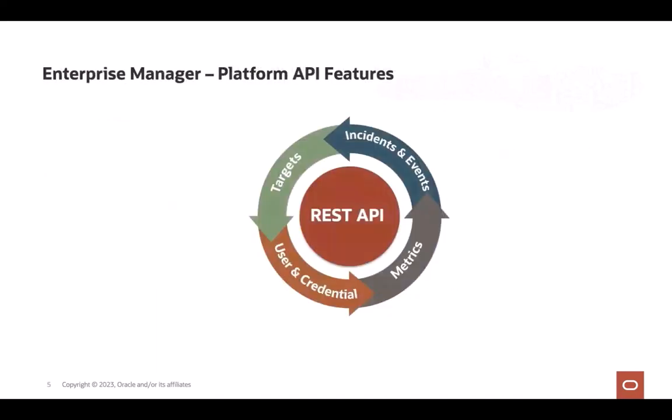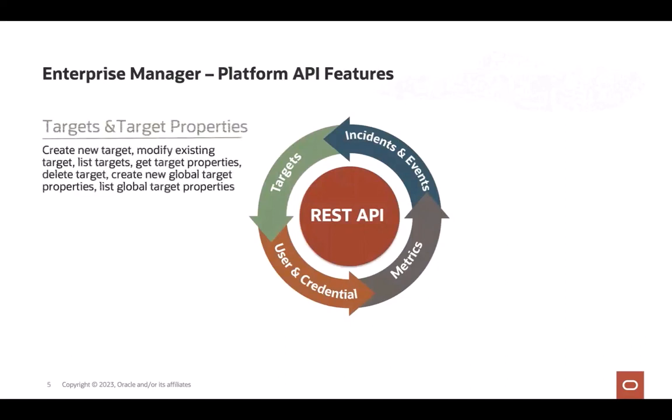The integration of REST API in Enterprise Manager provides a powerful solution to manage targets, incidents, retrieve metrics, and perform user credential management tasks. REST API offers a flexible and scalable way to automate many manual processes in Enterprise Manager. Enterprise Manager Platform REST APIs are grouped into 4 different categories. The first one is target management. Second one is user and credential management. Third one is metrics. And finally, incidents and events management.